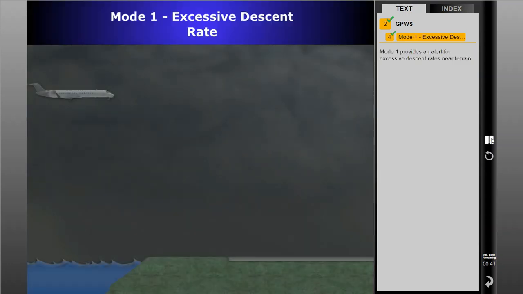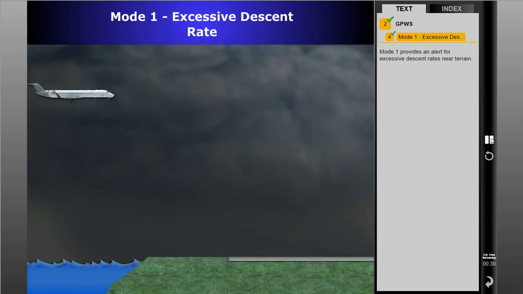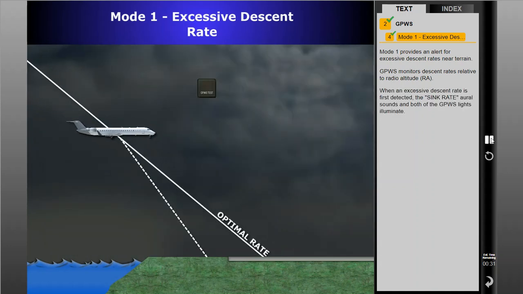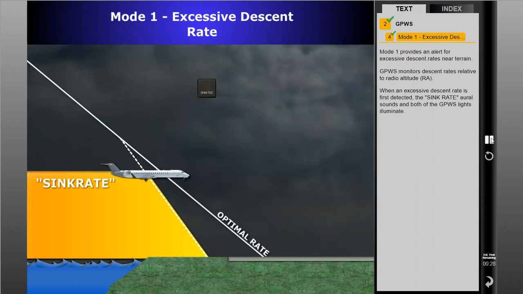Mode 1 provides an alert for excessive descent rates near terrain. GPWS monitors descent rates relative to radio altitude. When an excessive descent rate is first detected, the sink rate aural sounds, and both of the GPWS lights illuminate. Sink rate.